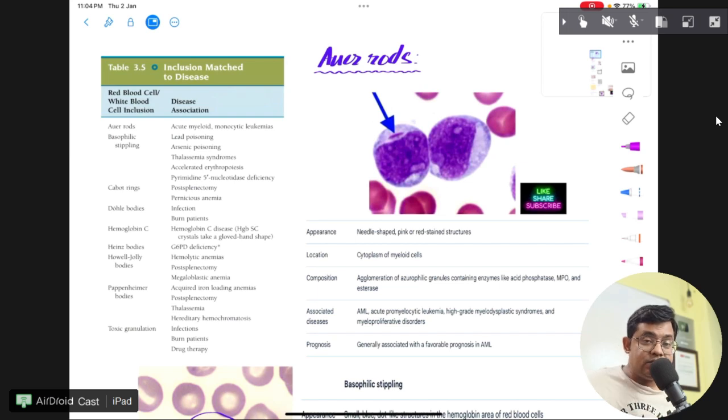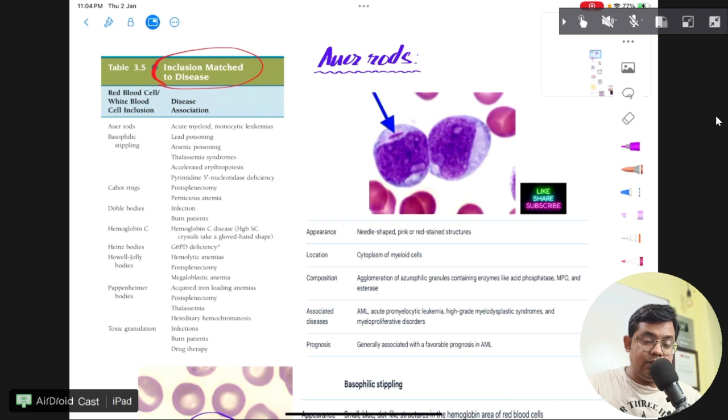So hello guys, welcome to another session, and today in this session I'll be talking about one very important topic in hematology or pathology, that is inclusion bodies within red blood cells and white blood cells.